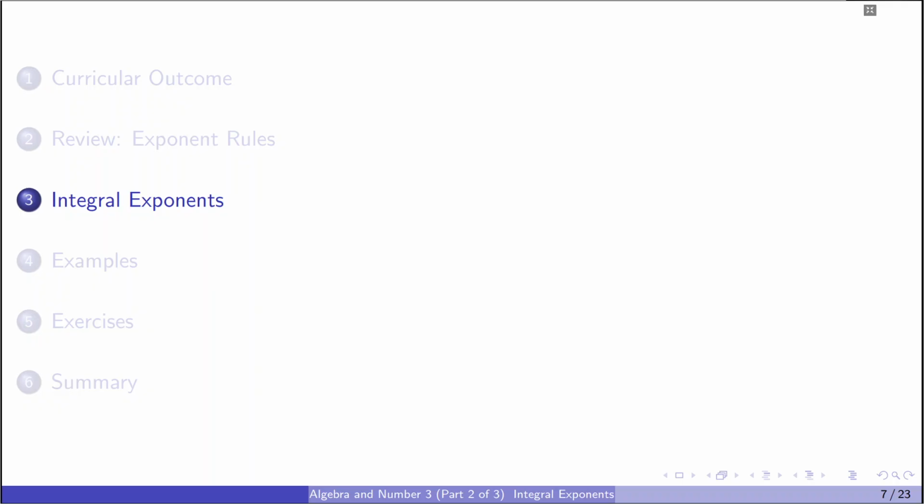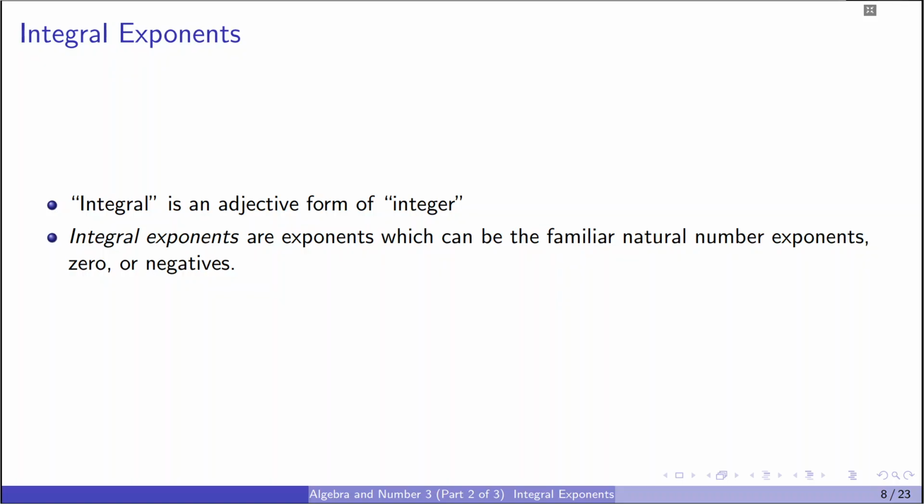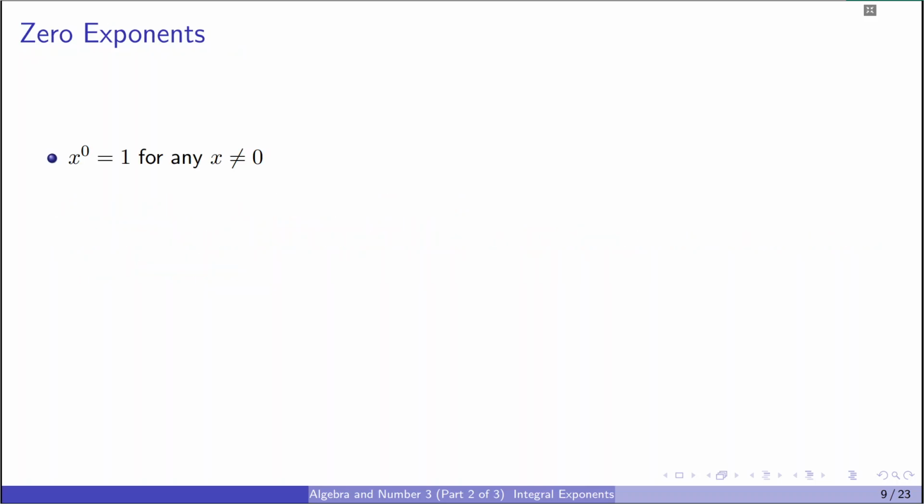All right, integral exponents. Integral here is the adjective form of integer. So integral exponents are exponents which can be natural number exponents like 3 and 5 and 17, or they could be 0 or negatives. So 0 exponents, the rule is that anything raised to the power 0, which is not 0 itself, is 1. 0 itself can be ambiguous depending on how it shows up. So for any non-zero x, you raise it to the exponent 0, you get 1 as the answer.